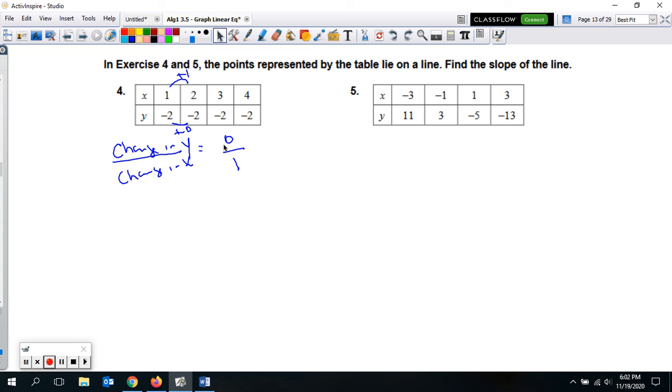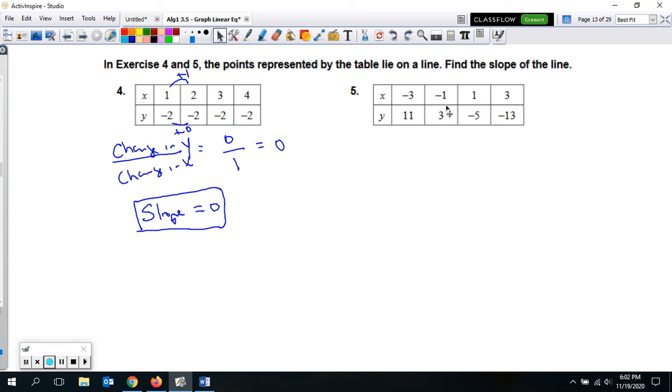And so this would be 0 over 1. Anytime your numerator is 0, your fraction is 0. If the 0 was at the bottom, then that's an undefined fraction. But the numerator being 0 means we have 0 as a slope. So that would be our answer. Slope is equal to 0.